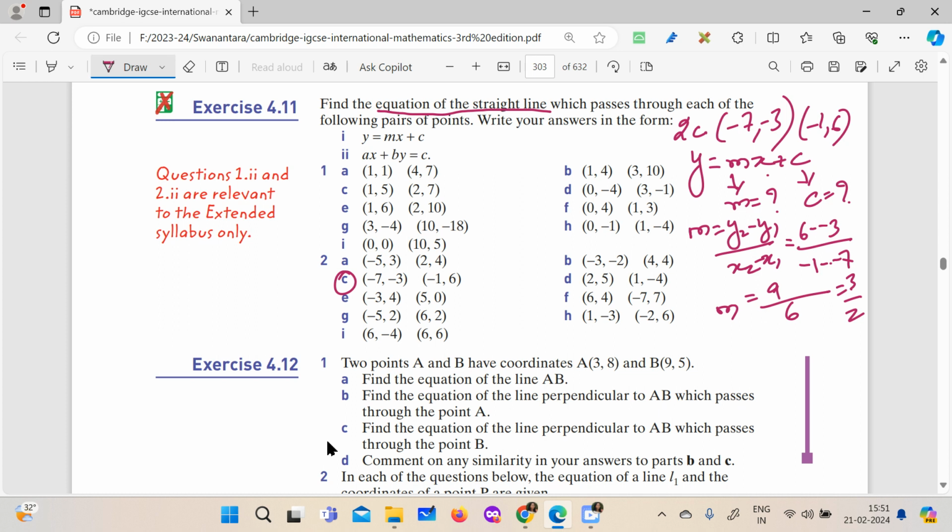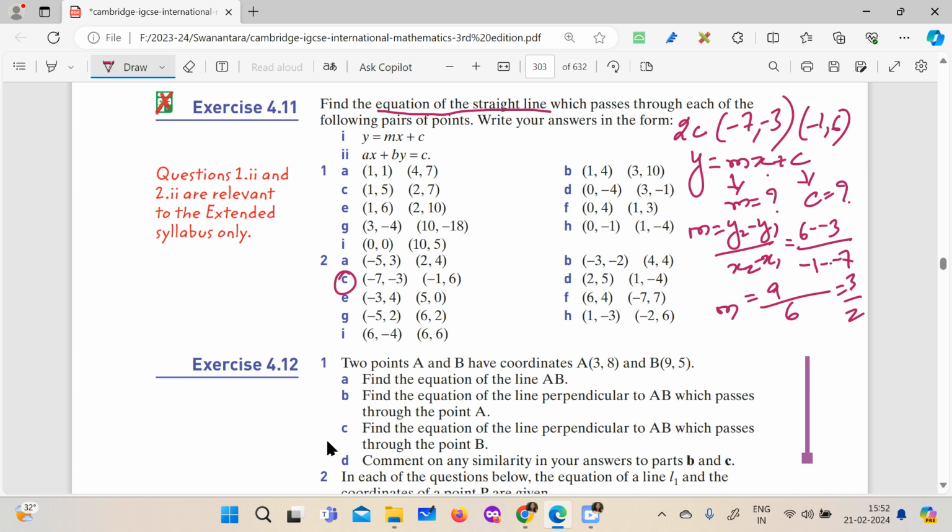Now we have to calculate the value of c. As the line is passing through these 2 points, you just take one pair of the coordinates. So you tell me which pair of coordinates you want to take to calculate c. You can take any one.